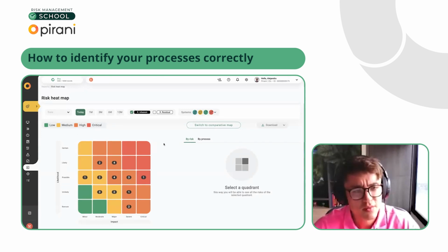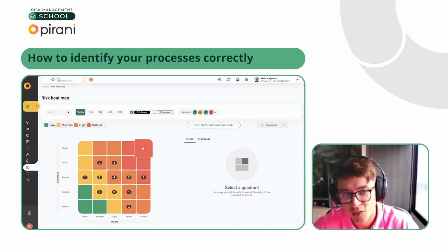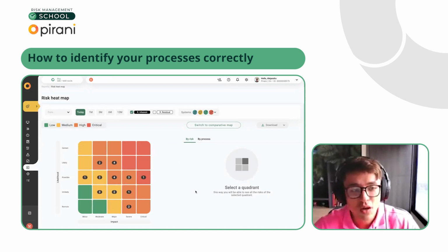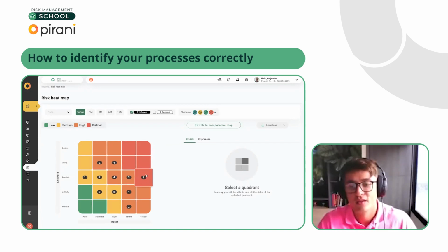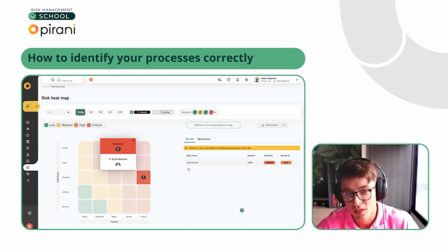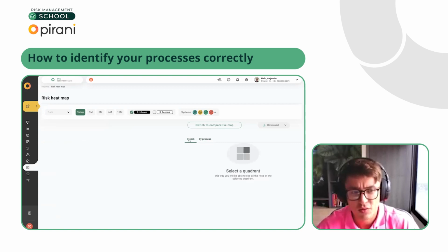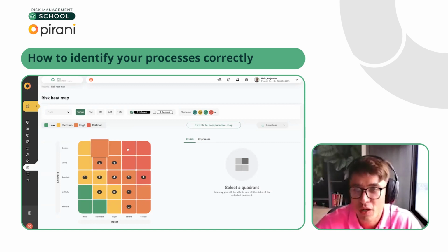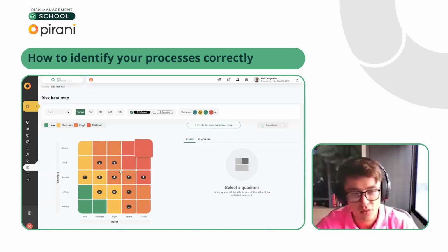So in this case, we have a lot of processes. We only have one process in the critical area, the red one. We don't have any processes in the green area, the low risks. So if you have a lot of risks to address, how can you start to manage them? Maybe you want to look at the data breach. And what are the processes that you have, right? So this is a very useful tool to understand how we can start our risk management, in order to not do everything at once, right?